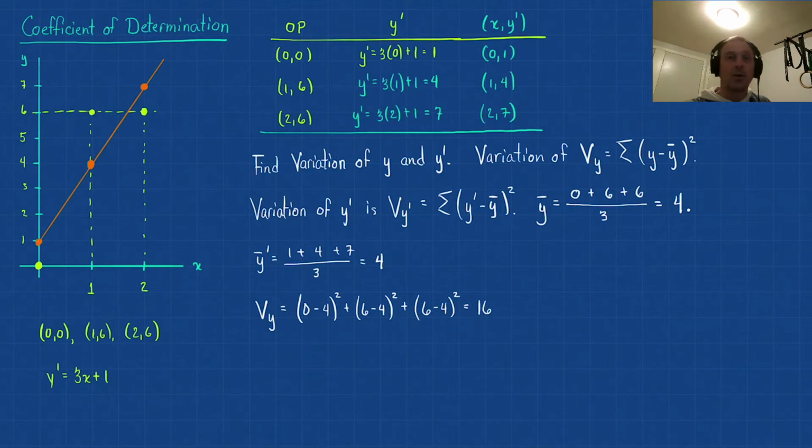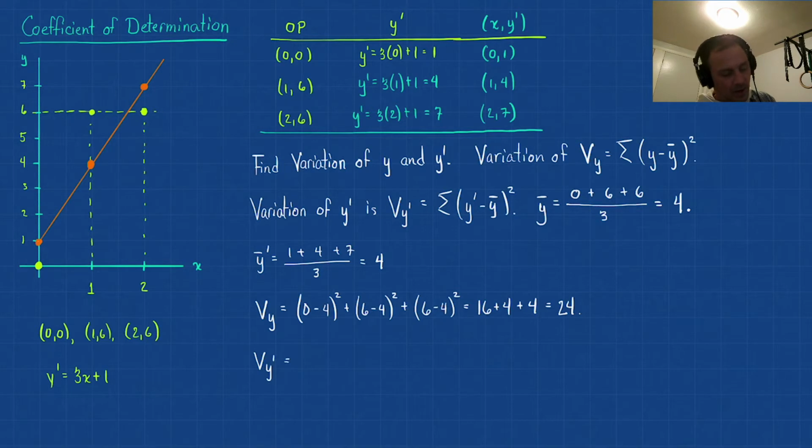6 minus 4, that's 2. We square it for 4. And again, for the next one, I add those up for 24. Okay, now let's do this. Now let's find the variation of the y primes.